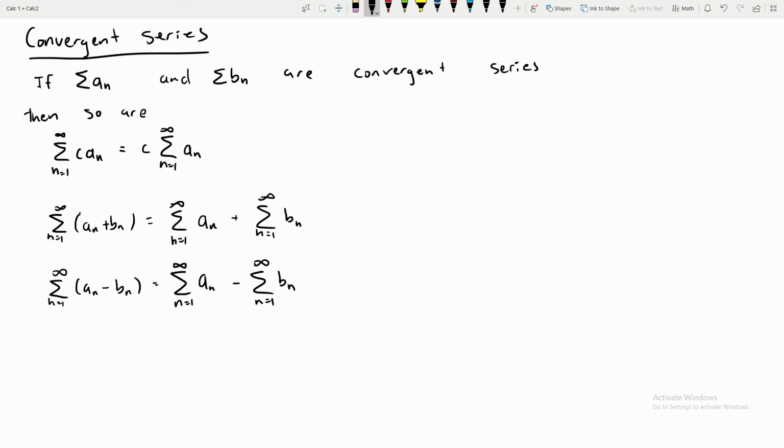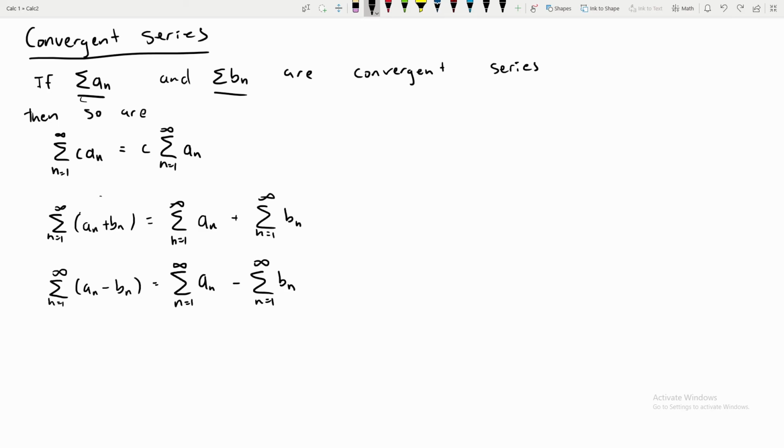So we want to imagine that we have two series, A of n and B of n, and that they are both convergent. If they are, then if we take any constant multiple of A of n, it will also be convergent, and it'll be equal to this. And likewise, if we take the sum of both of these series right here, that will also be convergent.